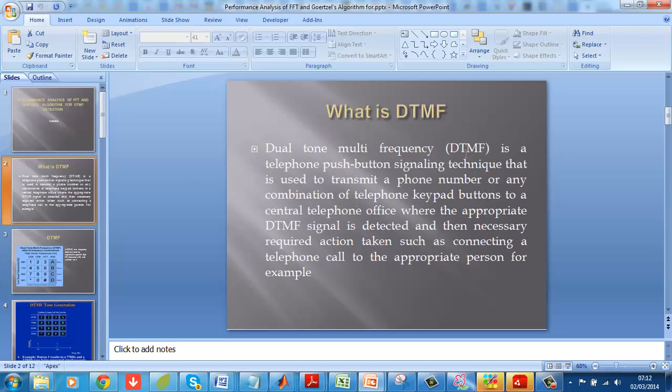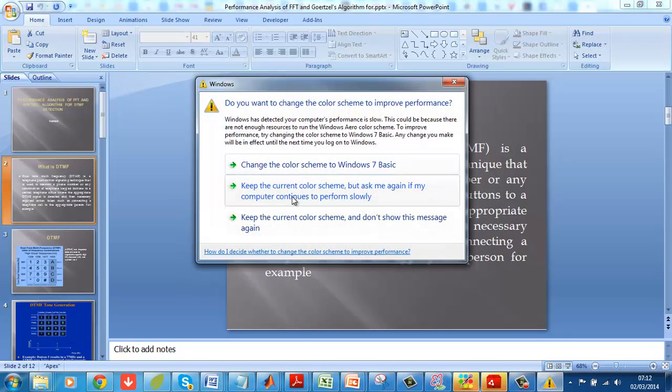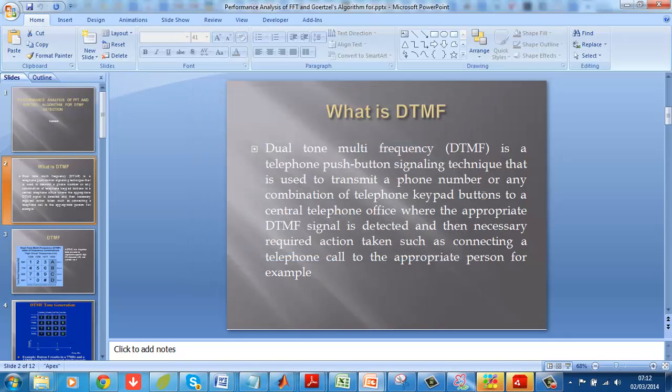Dual tone multi-frequency is a telephone push button signaling technique that is used to transmit a phone number or any combination of telephone keypad buttons to a central telephone office where the appropriate DTMF signal is detected and the necessary required action taken, such as connecting to a telephone call or to the appropriate person, for example.